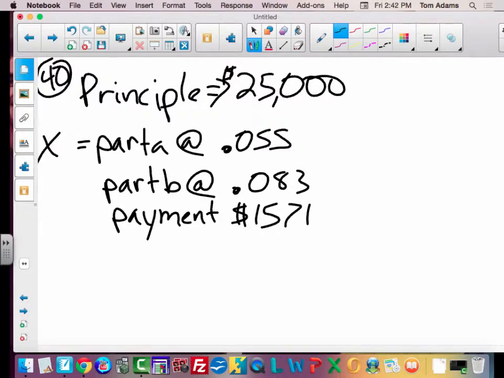Then she took whatever was left over. What do you want to call this? We could call it y, or we actually know what it is. Isn't it 25,000 minus x? Oh yeah.